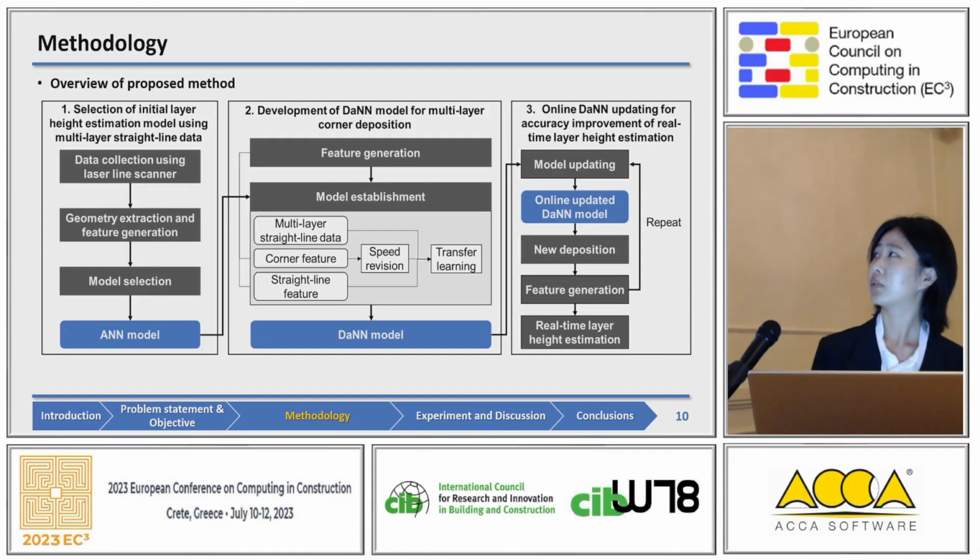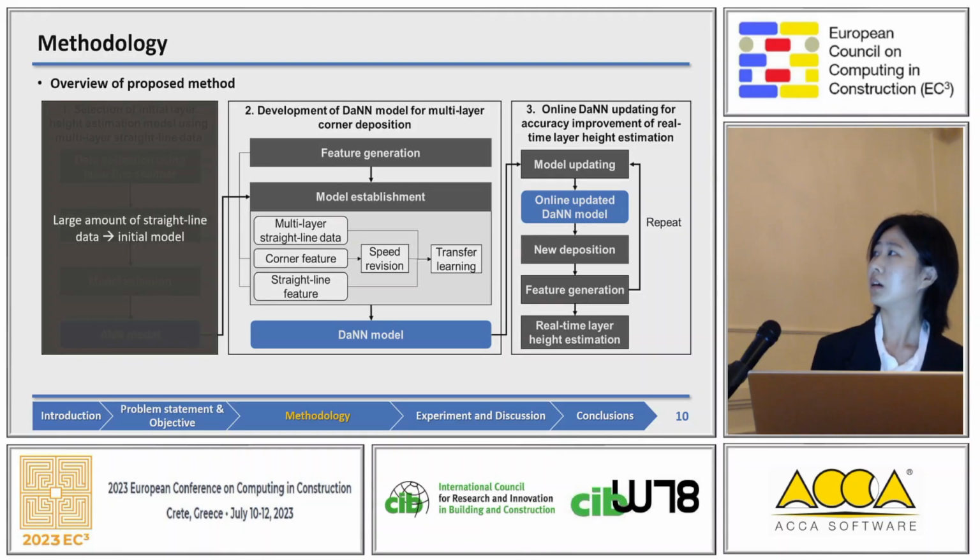And here is the overview of the proposed method. So it includes 3 parts. First, I use a large amount of straight line data to build an initial model for the geometry estimation of straight line.